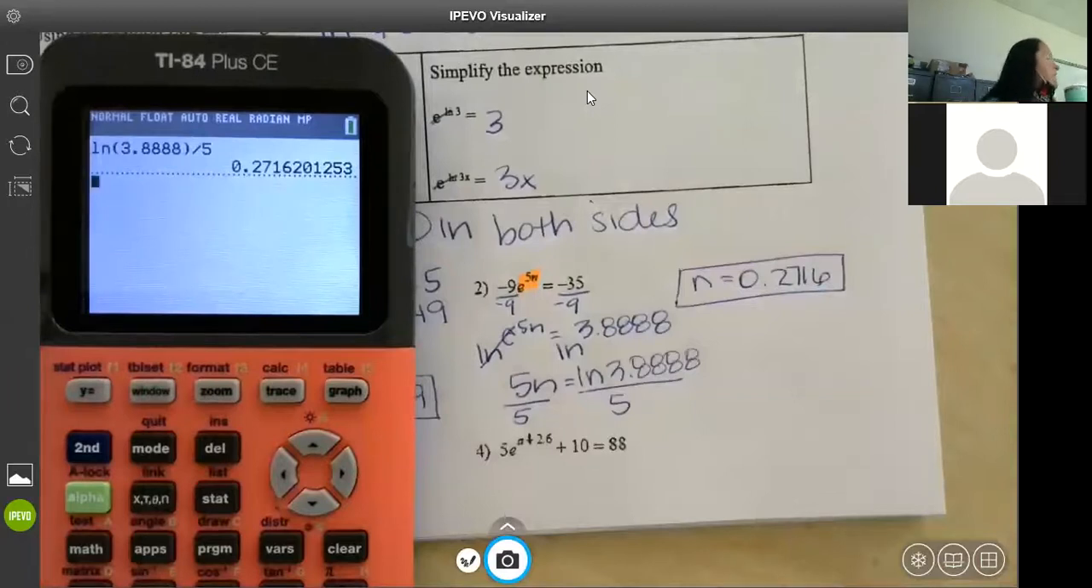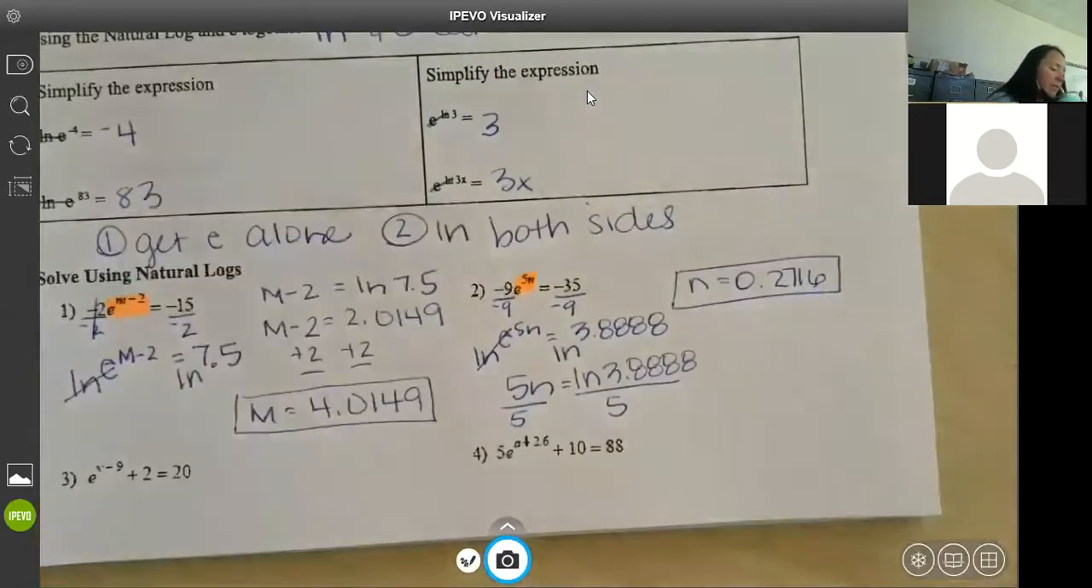If you want to take it step by step and you want to ln and then write that down, and then you want to divide by 5 and write that down, that's fine, okay? But you can skip that as well.